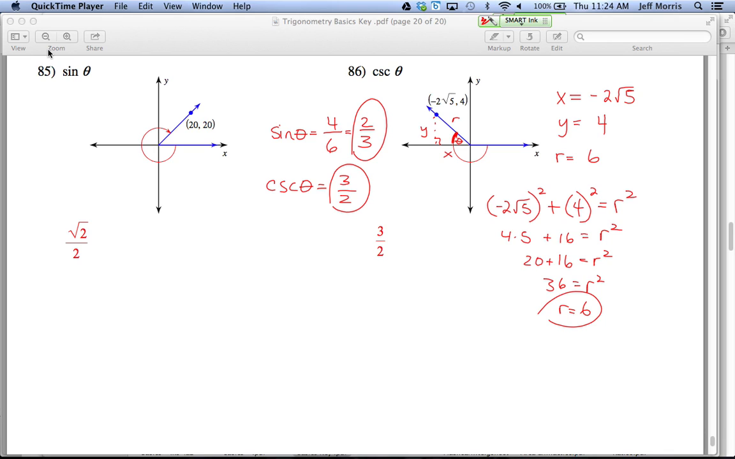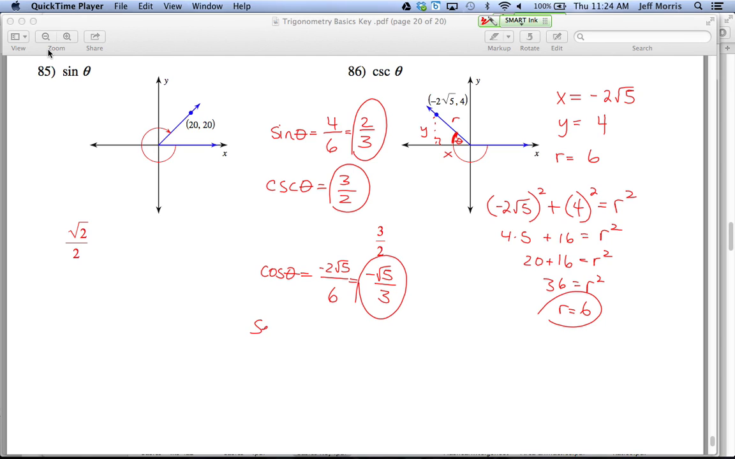I'm going to do one more because I want to show you something. I'm going to go back and do the problem that I did for them this morning. What else? Cosine. Cosine of theta is what? X over r. What's x? Negative 2 root 5 over 6. This reduces. What does it reduce to? Negative root 5 over 3. There you go. Done.